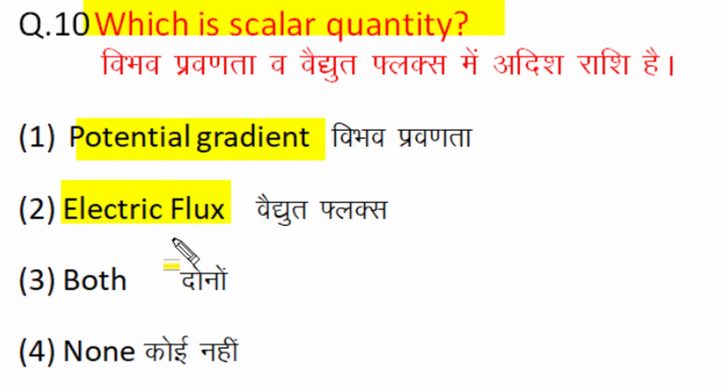Similarly, electric flux is a dot product of field intensity and area vector, and dot products are always scalar quantities. So electric flux is a scalar quantity, and positive enclosed charge contributes positive outward flux, and negative enclosed charge produces negative inward flux. So flux is a scalar quantity, but flux density, equivalent to electric field intensity, is not a scalar quantity. So here potential gradient is a vector quantity and electric flux is a scalar quantity. So it's only option 2 which is scalar.